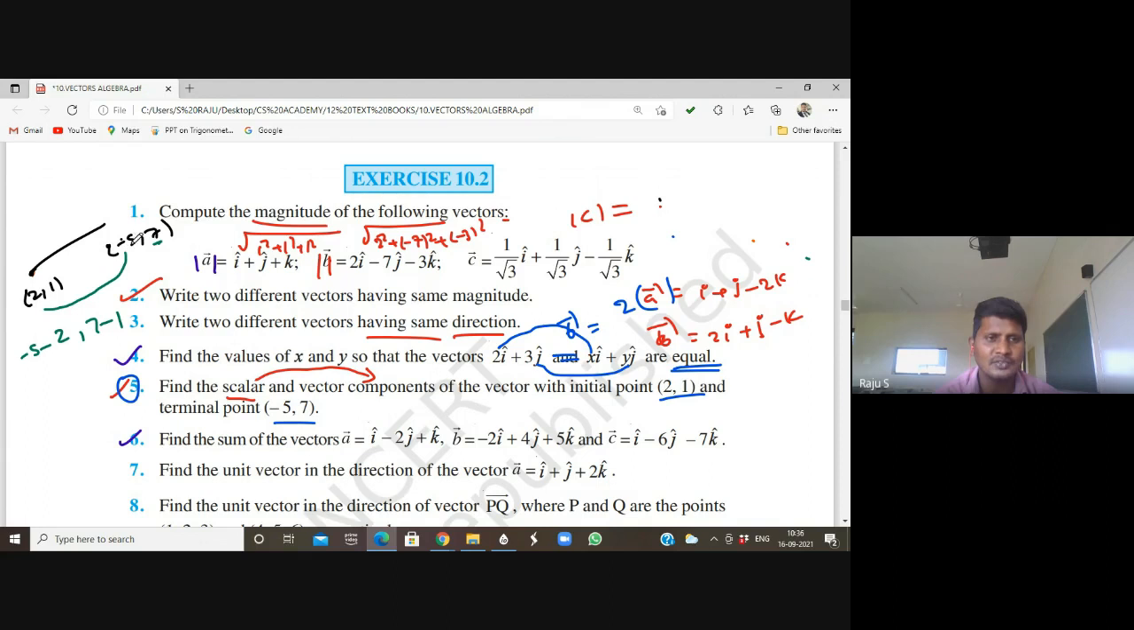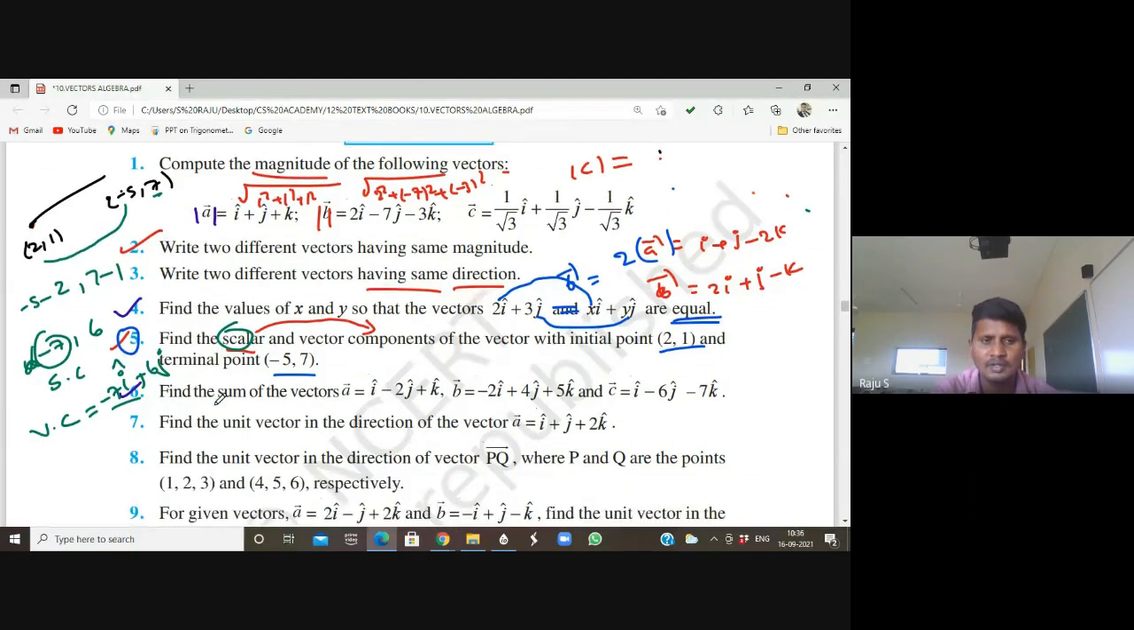So that is nothing but x2 minus x1, y2 minus y1. So that is minus 7, comma 6. These are the scalar components. And coming to vector components, it is clearly minus 7 into i cap, comma 6 into j cap. That's all. x2 minus x1, y2 minus y1 are the scalar components, and along with i and j, that is called the vector component.